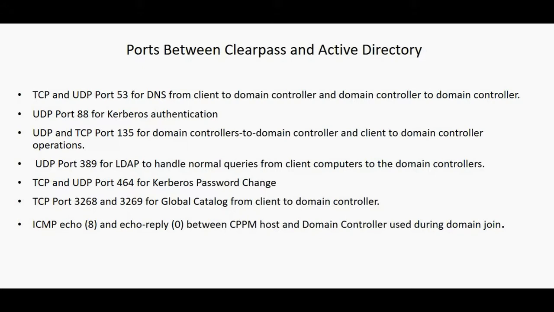So primarily today we'll discuss what ports need to be allowed between ClearPass and Active Directory. First of all, we need to allow DNS so that name resolution of the Active Directory happens. Next, port number 88 for Kerberos authentication. Next, we would need to allow UDP and TCP port number 135 for ClearPass to talk to the domain controller.